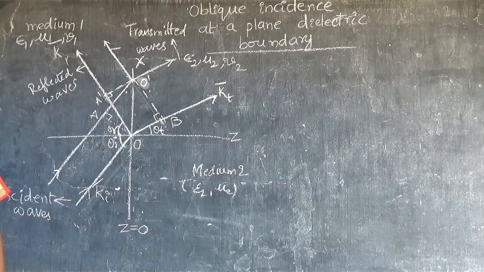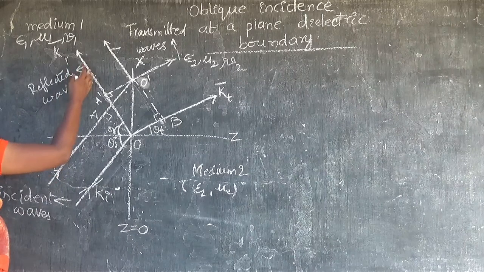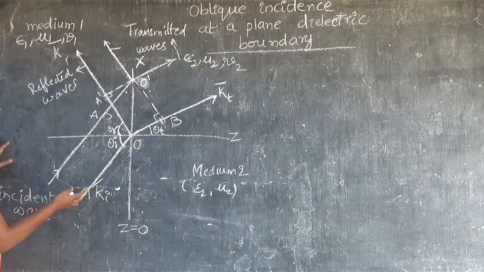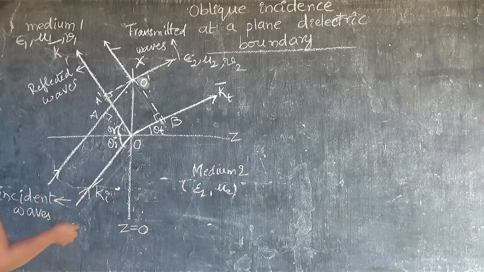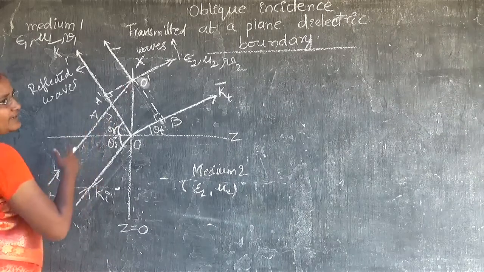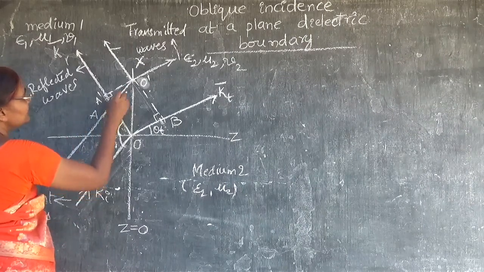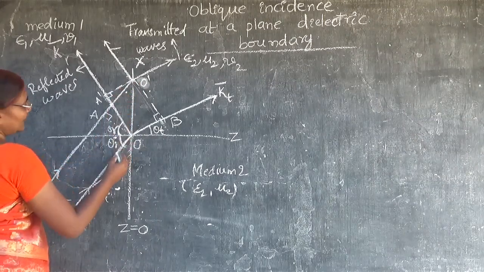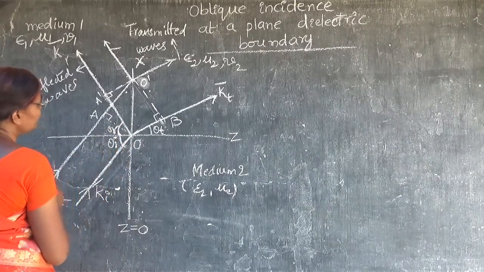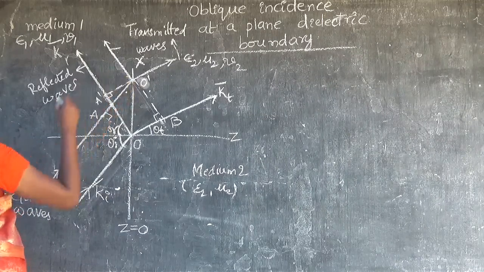Now I can observe that in medium 1, the velocity of the reflected wave and the velocity of the incident wave will be the same, v1. So what is the distance traveled in time t in medium 1? The distance traveled by the incident wave is going to be A O dash.